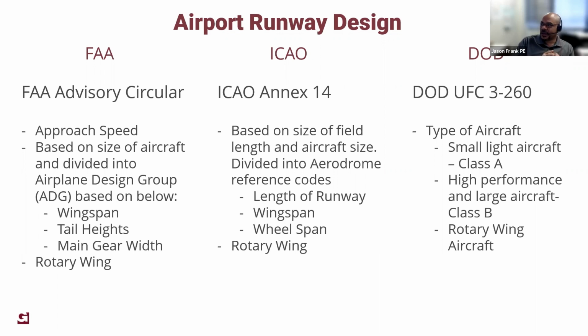The DoD and the UFC is split into three different areas. We have the light aircraft, which they call the Class A's, the high performance aircraft, which most of us are familiar with as the fighter jets, the Class B's, and of course the rotary wing aircraft, which covers your Black Hawk helicopters and such.